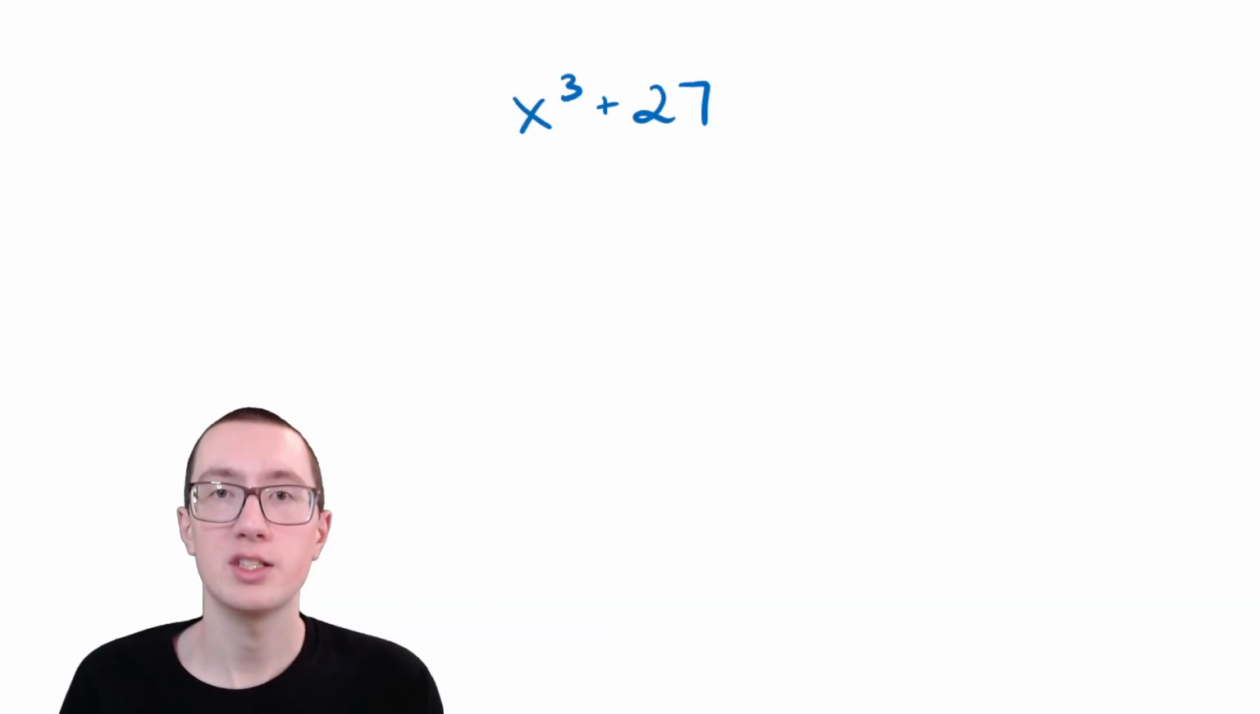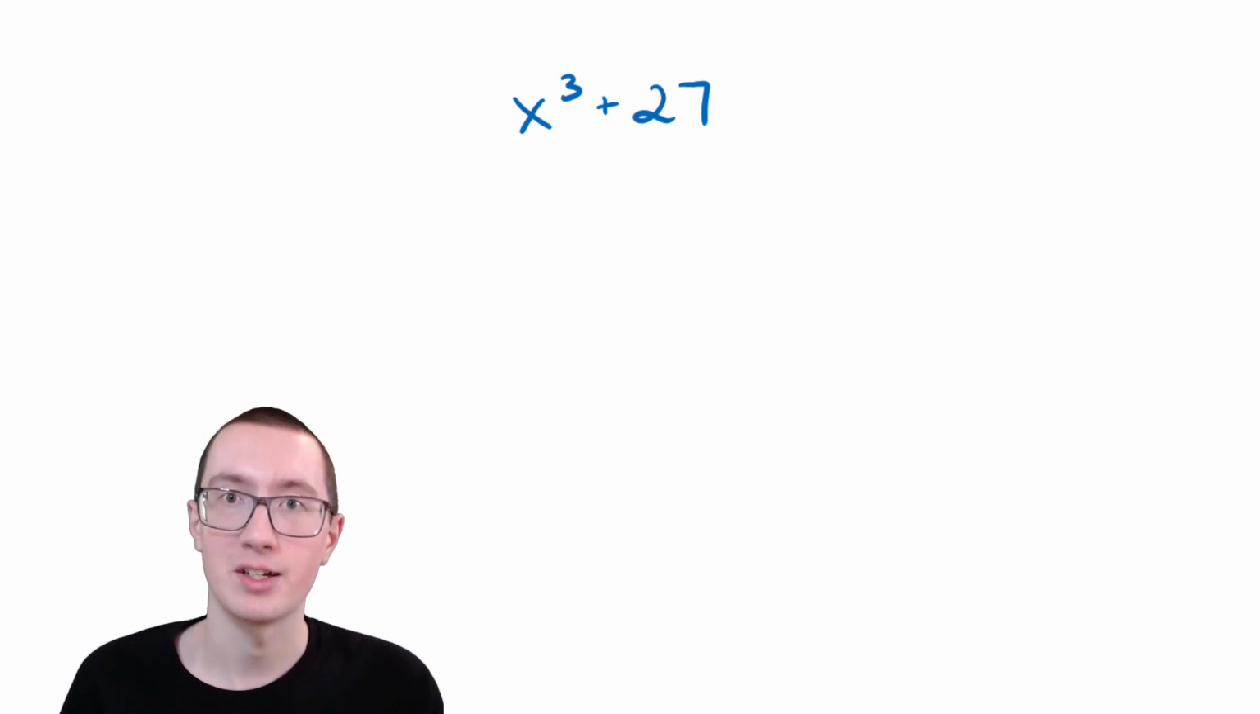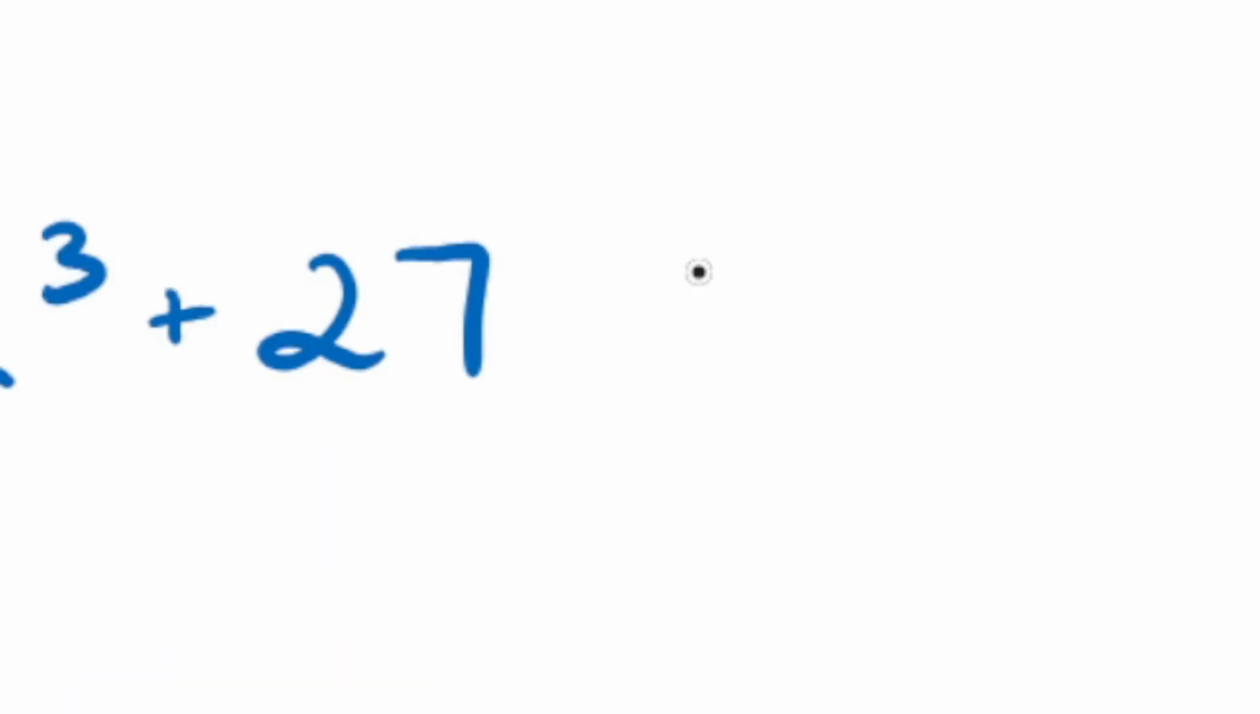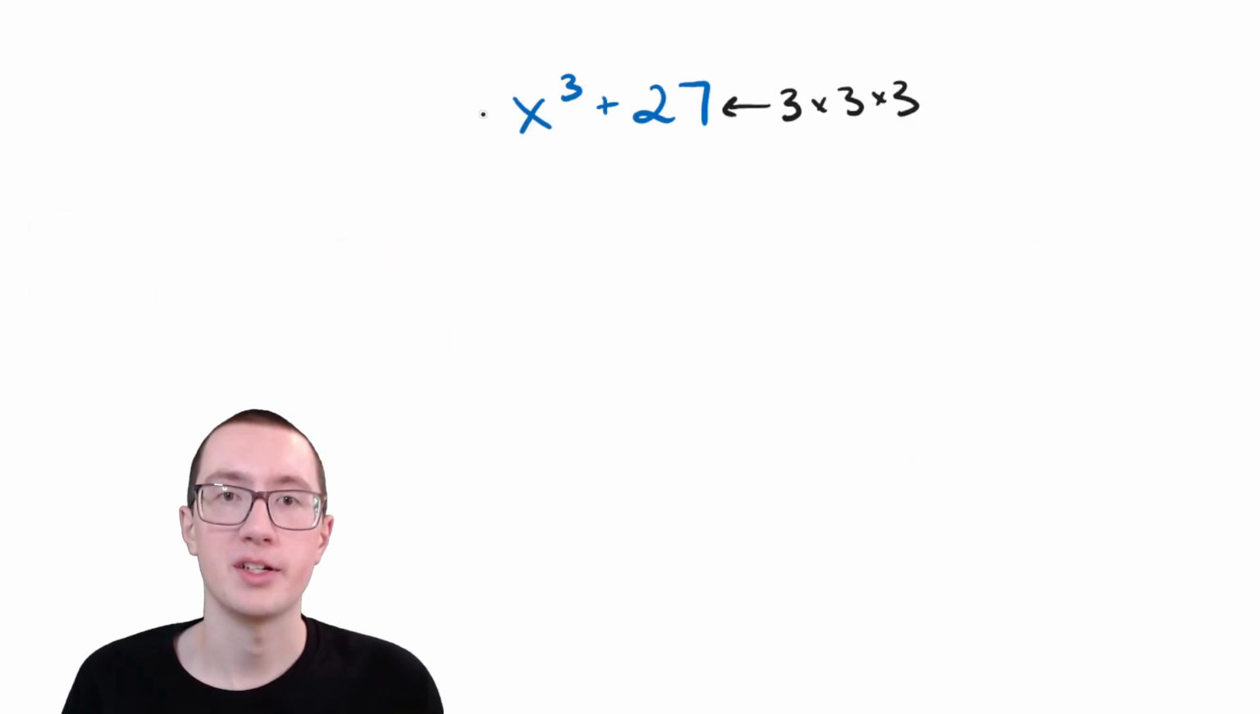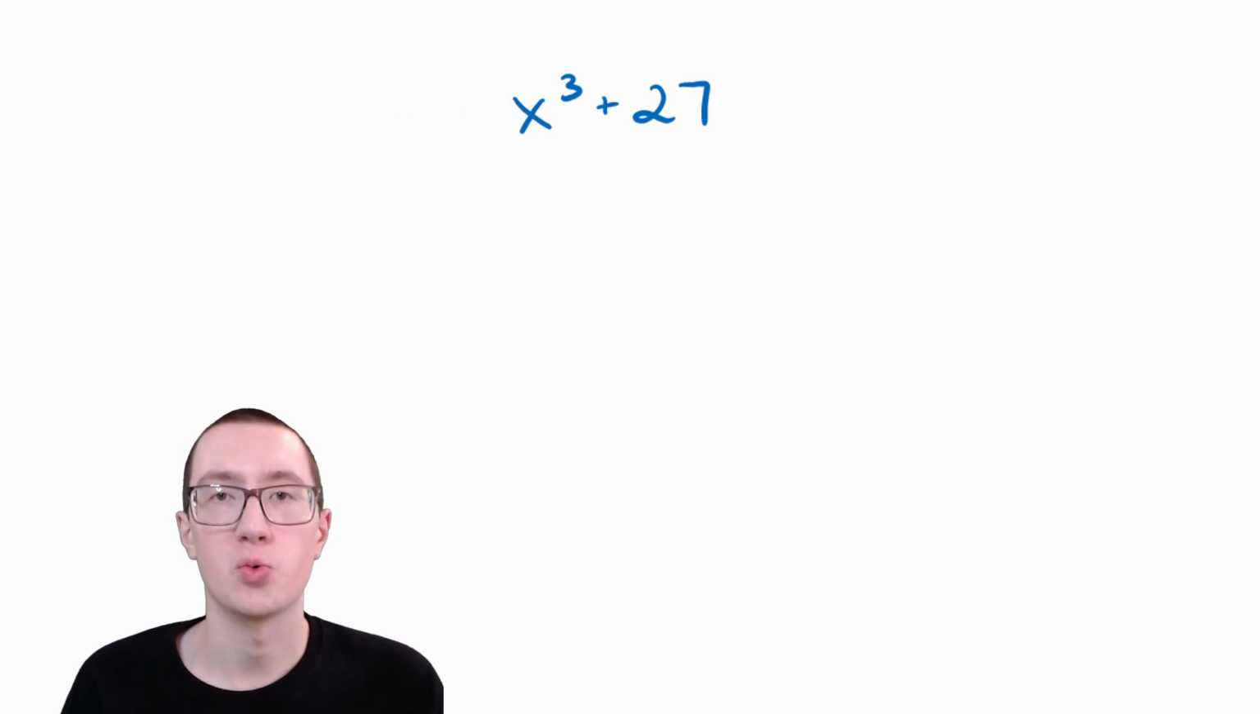But 27 is a special number because it is a cube number. It's not a square number, but it's a cube number because you can multiply 3 of the same number to get to it. You can actually multiply 3 times 3 times 3 to get 27. And x to the 3 is also a cube because you can multiply x times x times x to get to it. So we can use another rule that's just as creatively named as the last one.